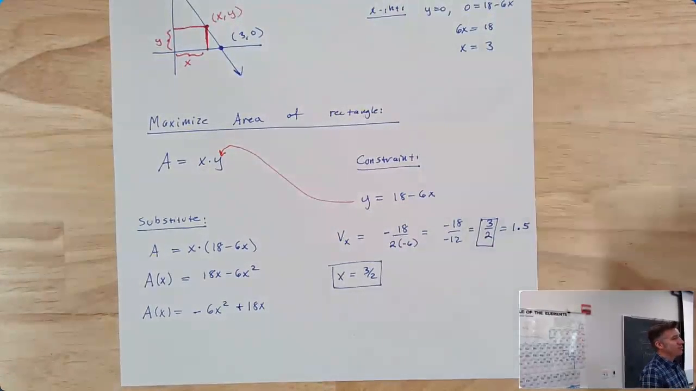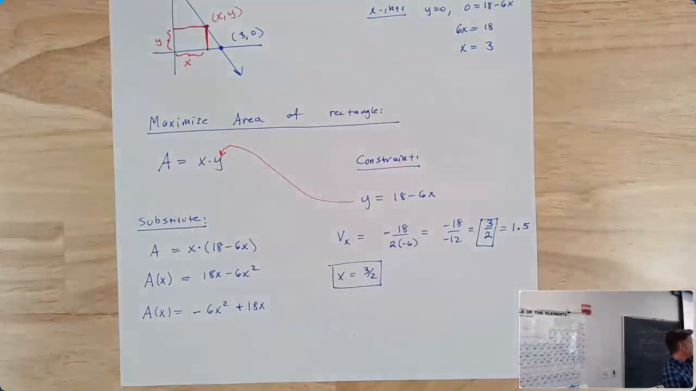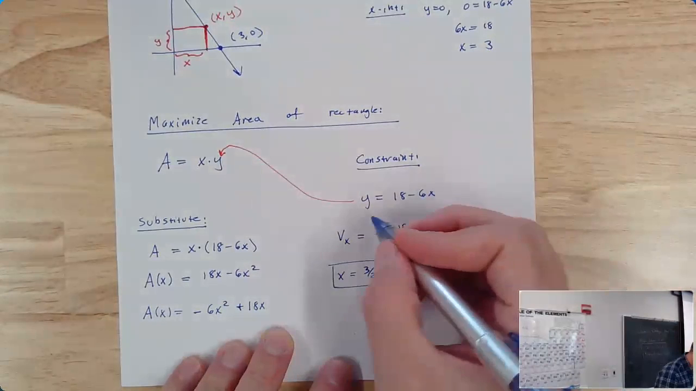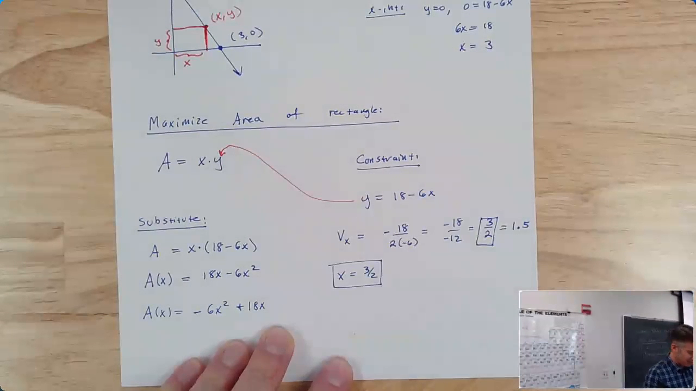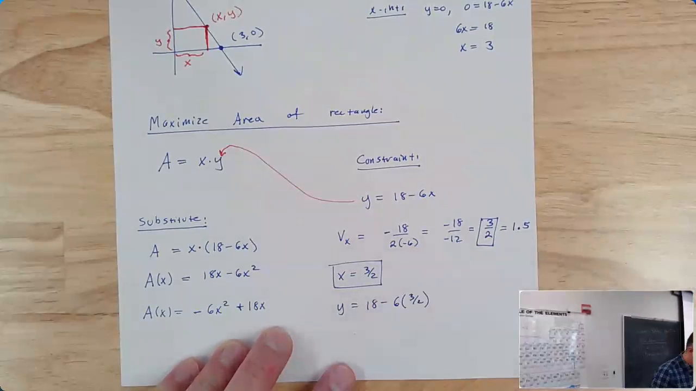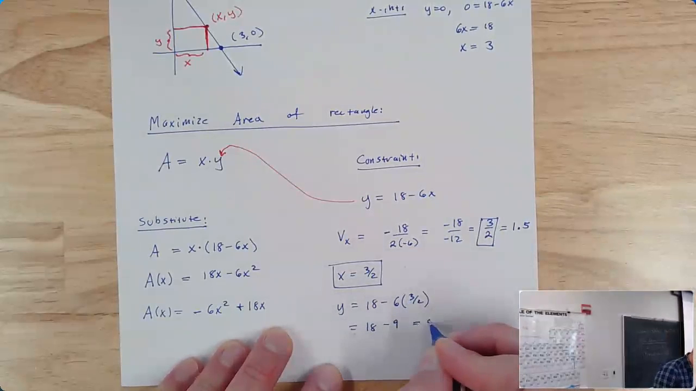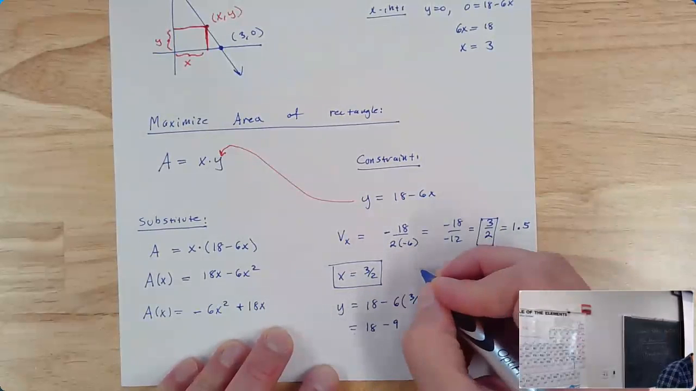The easiest way to do that is to go back and look at your constraint. Typically, if you're trying to find the other dimension, you look for your constraint, because the constraint usually is your other dimension written in terms of the one you just found. We just found x, and over here for our constraint, there is y equal to 18 minus 6x. So our y dimension is going to be 18 minus 6 times 3/2. 6 divided by 2 is 3, and 3 times 3 is 9, and 18 minus 9 is 9. So we get y equal to 9.